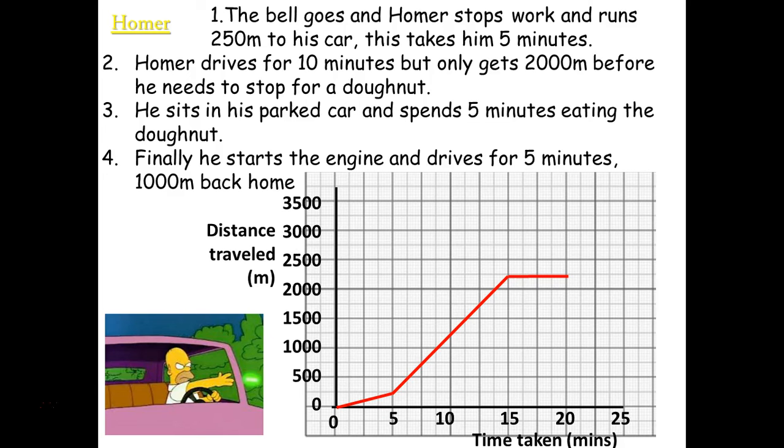And then the last bit, he starts his engine and drives for 5 minutes 1,000 meters back home. So in 5 minutes, he goes another 1,000 meters. This is what his distance time graph looks like. And we can find out many things in here. We can think about the slope to find out velocity because that's meters over, well, this is minutes, it's usually seconds, right? We'd have to convert to seconds. We can also look at his position about where he's going, his distance.